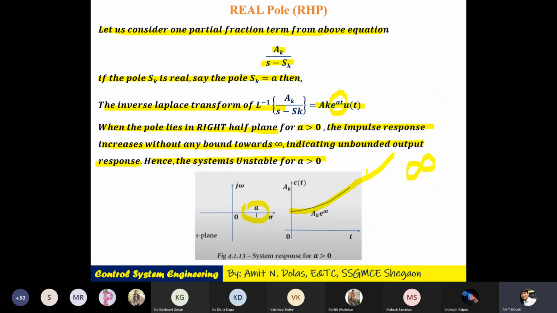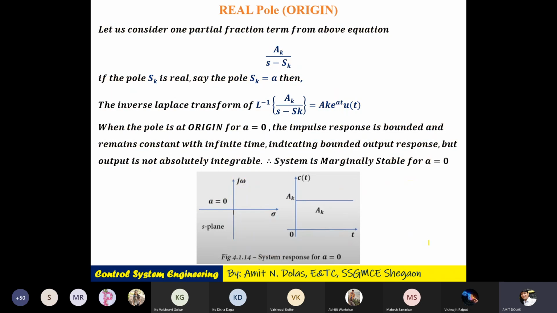There should not be a single pole situated on the right hand side of the imaginary axis. इधर से कुछ भी नहीं रहना चाहिए. एक भी पोल रहा, n number of poles are there suppose, and एक भी पोल इधर रहा, then the system is unstable. Moving ahead, there might be a situation when the real pole is at origin.